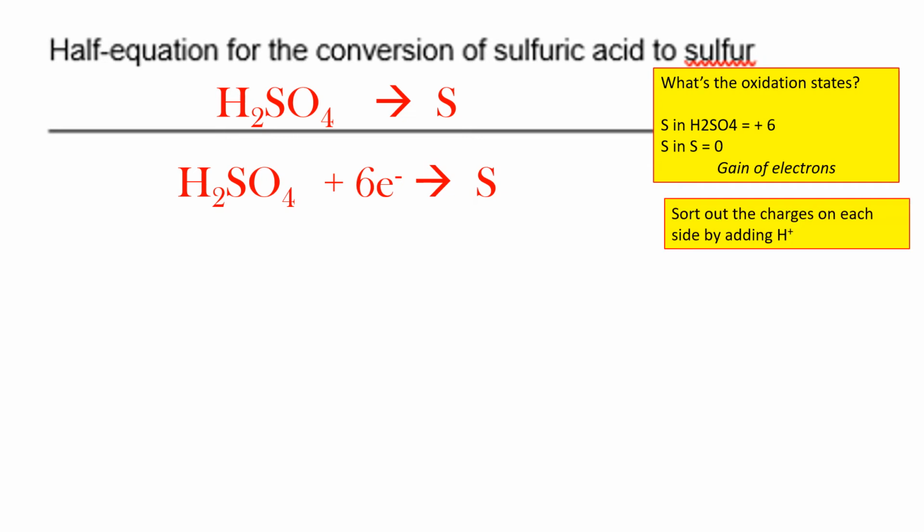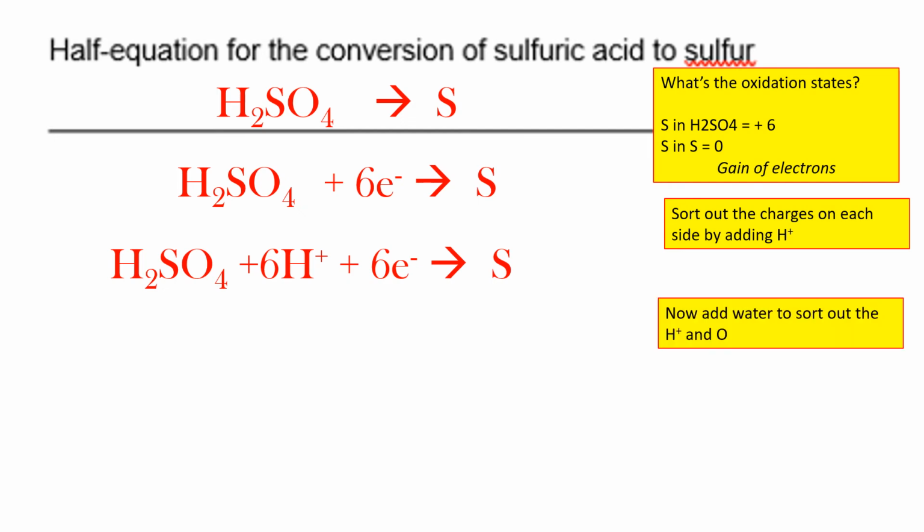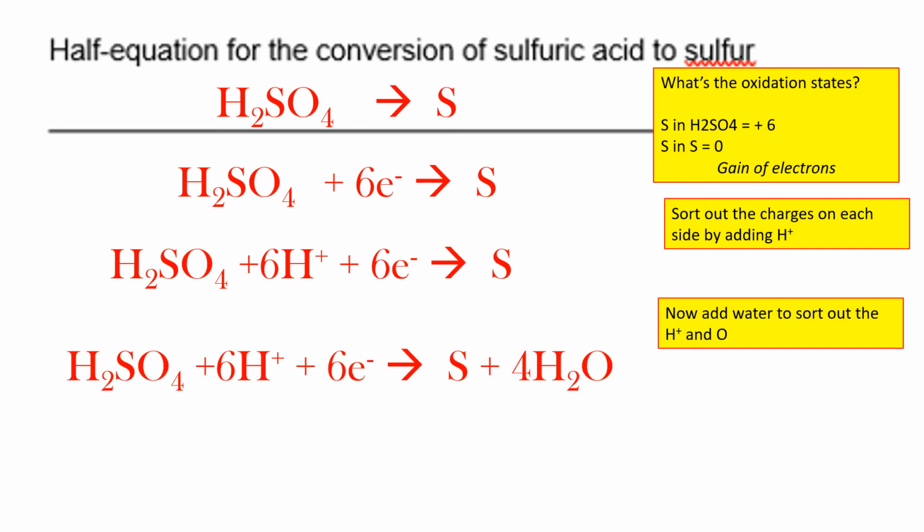So now I need to sort out the charges. On the first line, both sides were neutral overall charge. If I look down my second line, I've got 6 electrons. I've got a net -6 charge on that left-hand side, and a charge of 0 on the other side. So I'm going to add some hydrogen to balance out those charges. So I've got H2SO4 + 6H+ + 6 electrons forming the sulfur. We've got these hydrogen ions, and we've also got some oxygen floating around that we need to sort out, and I'm going to sort that out by adding water to the other side. And there I go, I've got my half equation for the conversion of sulfuric acid to sulfur.